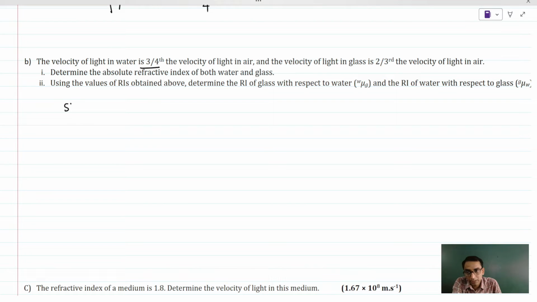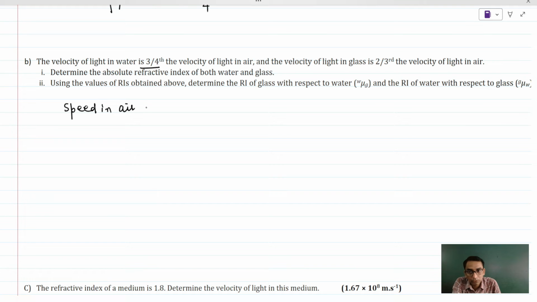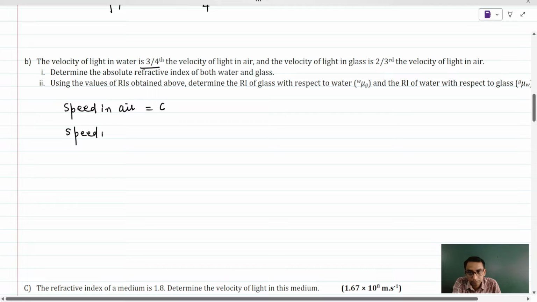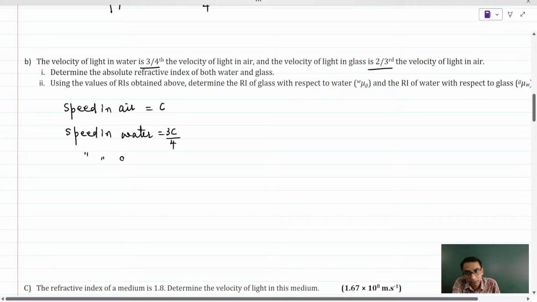So speed in air, I'm going to consider c, then speed in water is 3c by 4. Then the velocity is 2/3 in air. So speed in glass is equal to 2/3 of the speed of light in air.